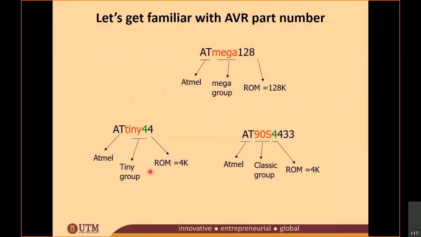Okay, so how to get familiar with the AVR part numbers? AT here stands for the company name, Atmel. Then it is followed by Mega, Tiny, or 90S, so this one belongs to your family. And then the 1 to 8: for the Mega, the 1 to 8 represents the size of your ROM. So this one, Atmel Tiny, belongs to the Tiny family, and the size of ROM is 4K. No need to remember this.